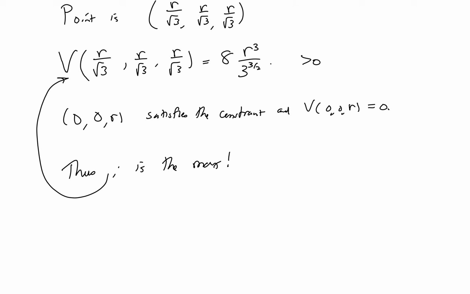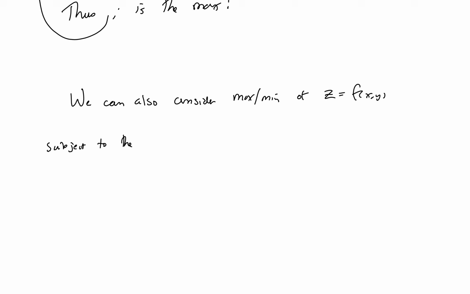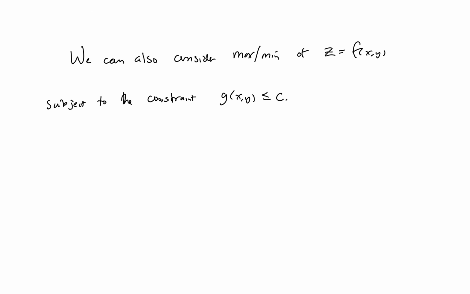So there's one more type of problem we want to look at for this section. We can also consider the max and min of z equals f(x,y) subject to a constraint, say g(x,y) is less than or equal to c. Up until now we were taking just equals c. Now we'll take less than or equal to c. So what do we do with this?